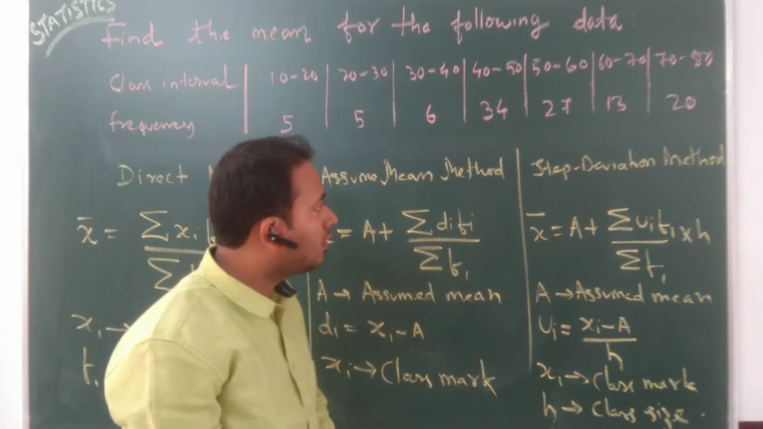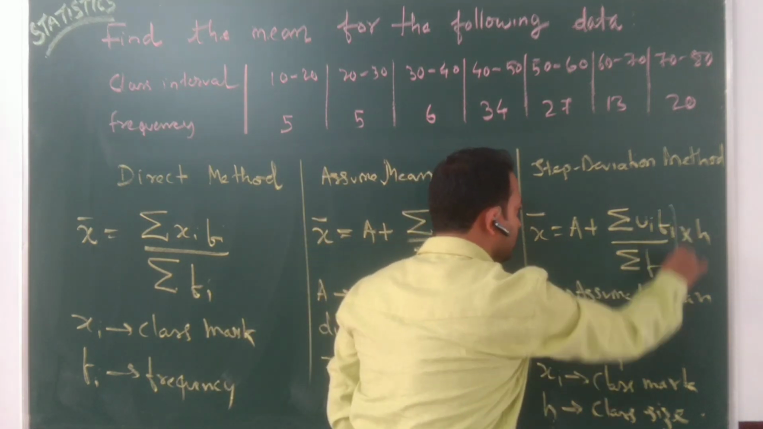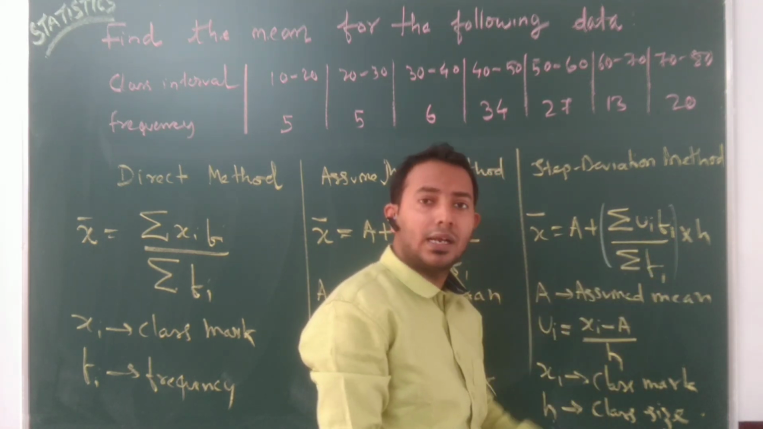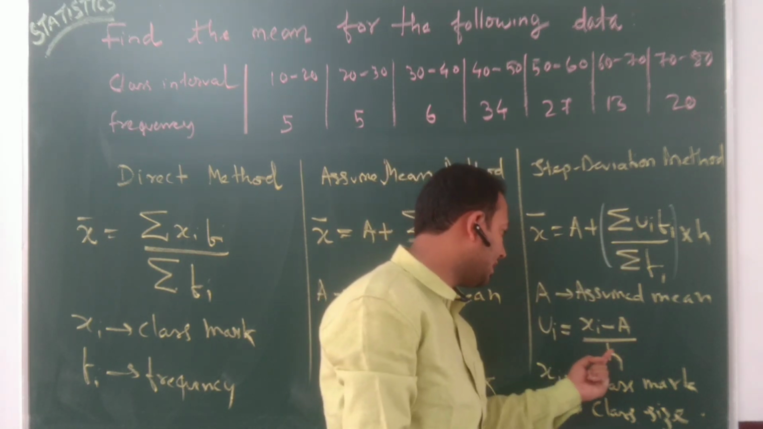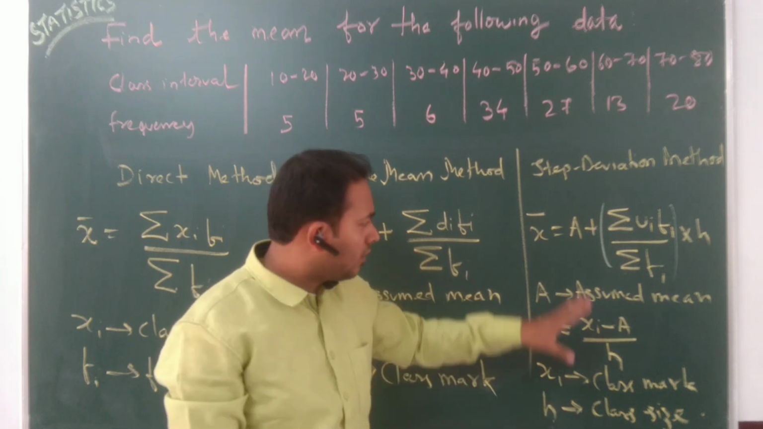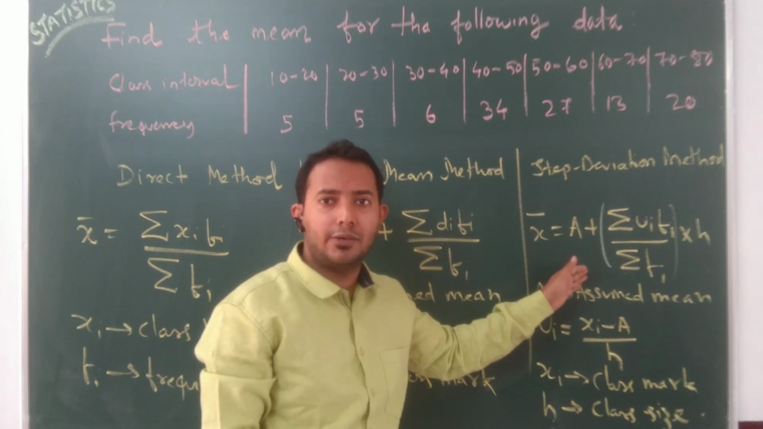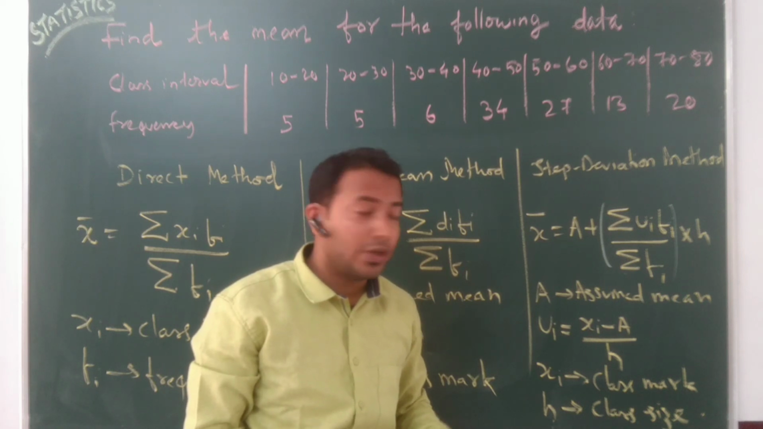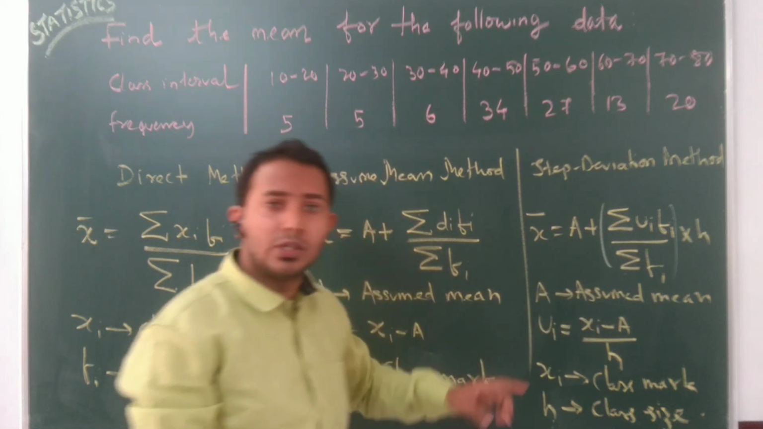Okay, next if we proceed for the step deviation method, you can see the formula A plus summation ui fi by summation fi, into h. Here h means class size. So ui is also a deviation, another way: xi minus A by h, where xi is the class mark and h equals the class size. If you go through this in a normal way, this is the longest method. But if your class size is fixed, then you can apply a trick and it will become the easiest one. Okay, we'll see this in the last one.